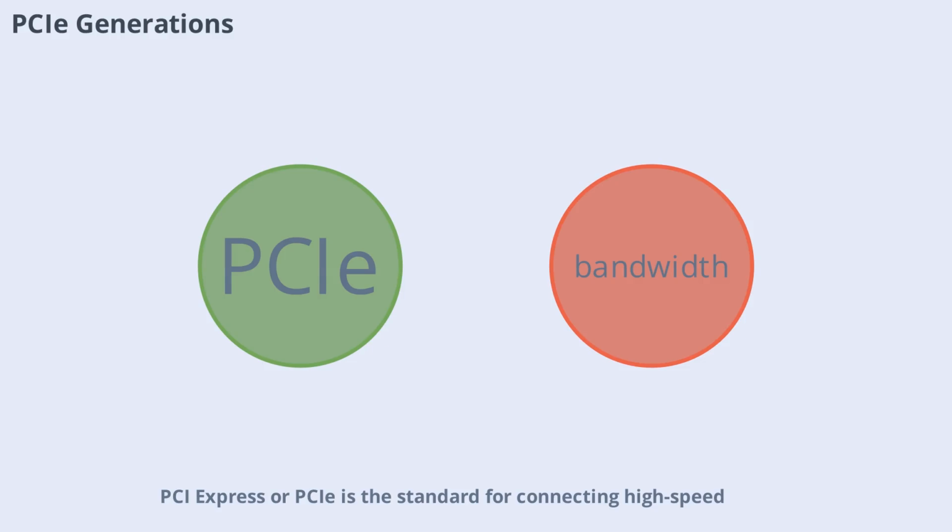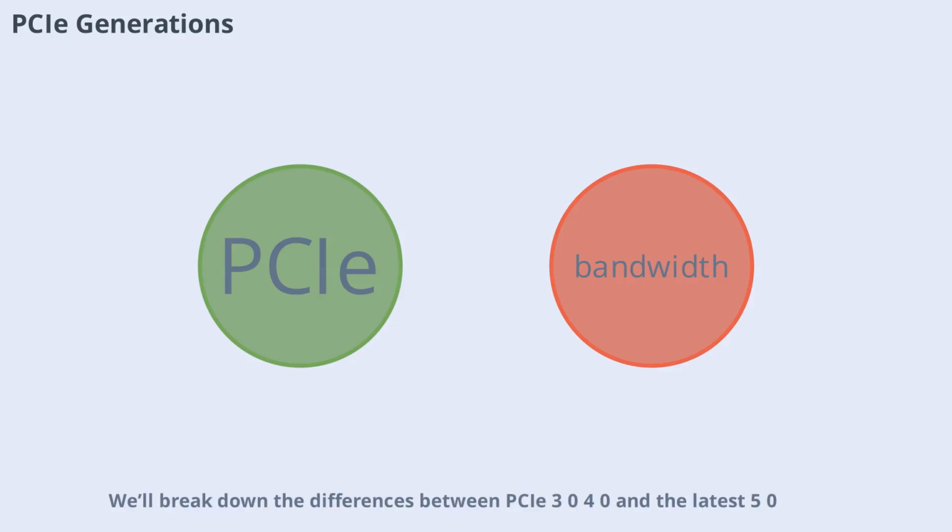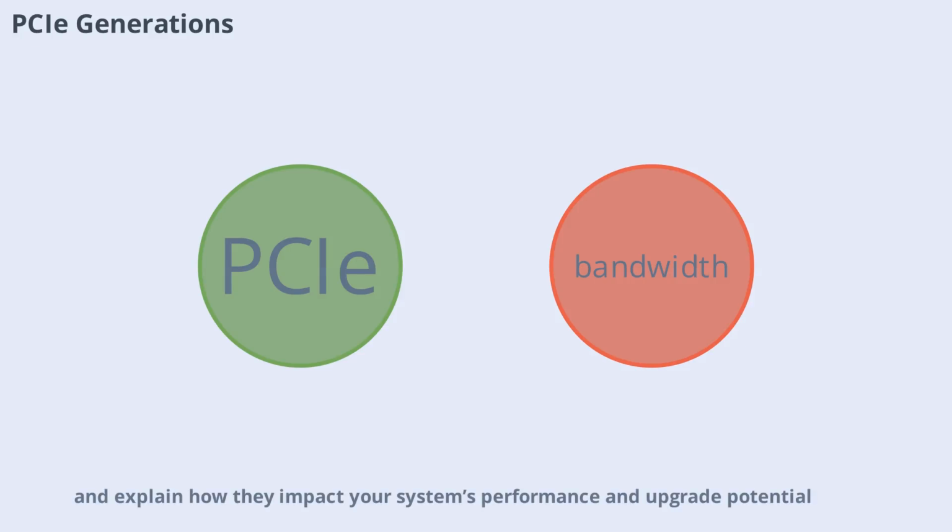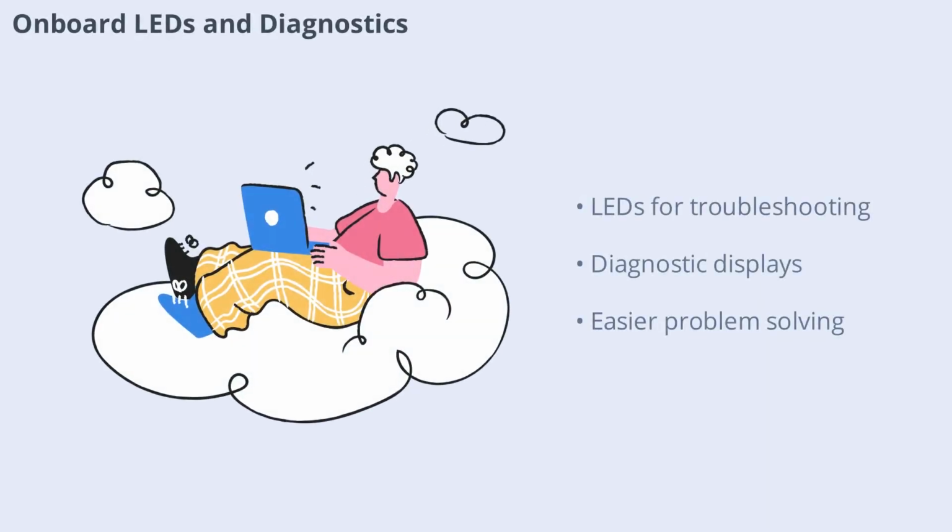PCI Express, or PCIe, is the standard for connecting high-speed components like graphics cards and SSDs. There are different generations of PCIe, each offering faster speeds and more bandwidth. We'll break down the differences between PCIe 3, 4, and the latest, 5, and explain how they impact your system's performance and upgrade potential.